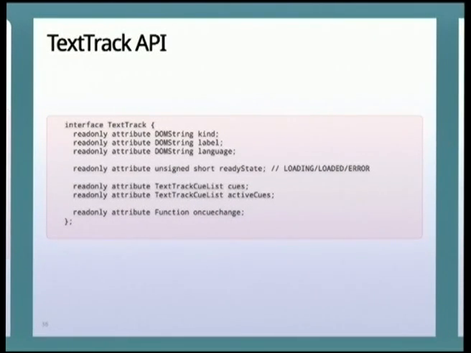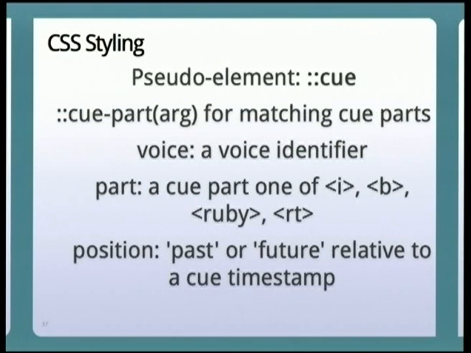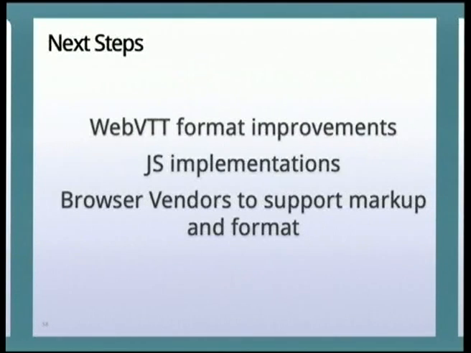This is just a quick view of the text track API, so you can also look at these things from JavaScript, and you can manipulate it from JavaScript, activate it, deactivate it, and so on. And as a final thing, we've also got styling, a pseudo element for styling the individual cues, so we can throw CSS in our browser onto the WebVTT cues and style them the way that we want them. All right, so WebVTT format improvements, JavaScript implementation, that's what's happening right now in the standards body. And we're hoping that vendors will implement this so we can get it out as quickly as possible.